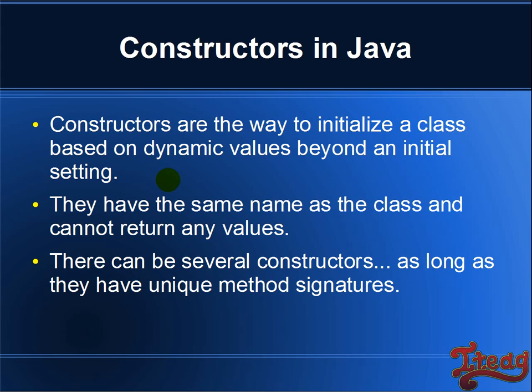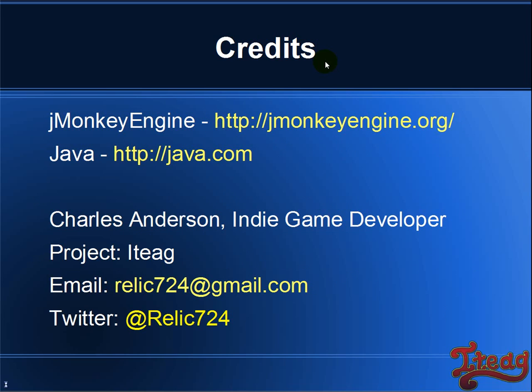So constructors allow us to give them some settings, and they have the same name. Constructors are considered like a method that doesn't return anything. They have the same name as the class, and they don't return anything. There can be several constructors as long as they have unique method signatures. In other words, this would be considered overloading a method by giving a different method signature. It's mostly the parameters inside that it's able to accept. And that's the whole thing on that.